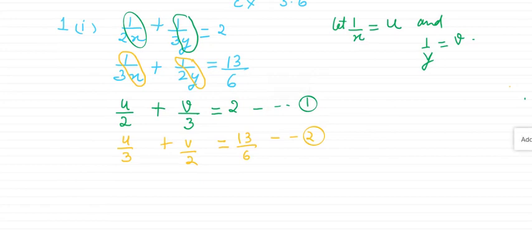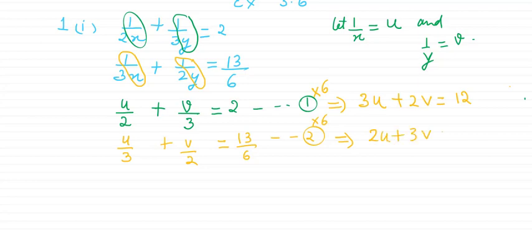Now you can simplify. You can multiply the first equation with 6, so it will become easy to calculate, or you can solve it in this way as well. I'm just multiplying with 6 to both the equations, then I'll get 3u plus 2v equals 12, right? Then my second equation will become 2u plus 3v equals 13. Now we can simplify these two equations. You can use any method to solve this.